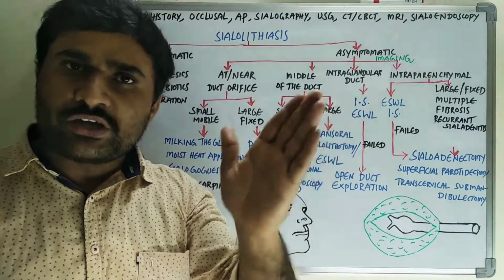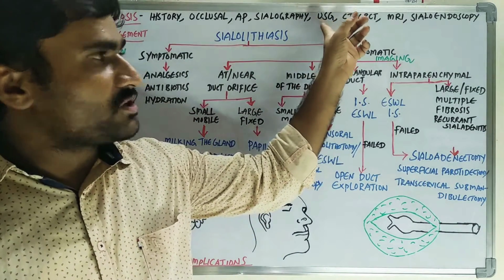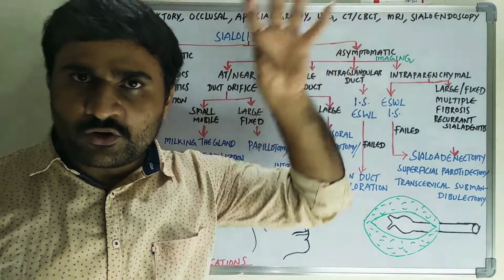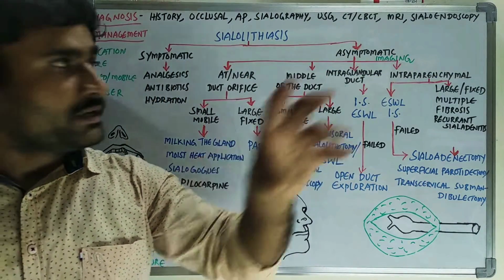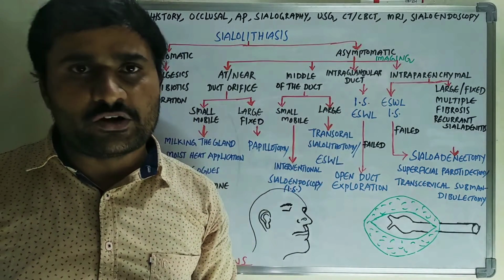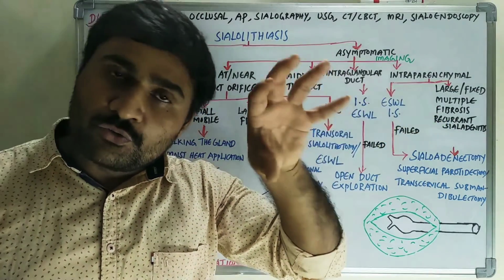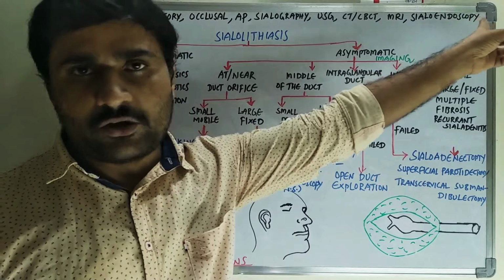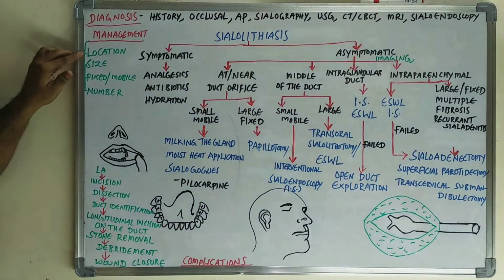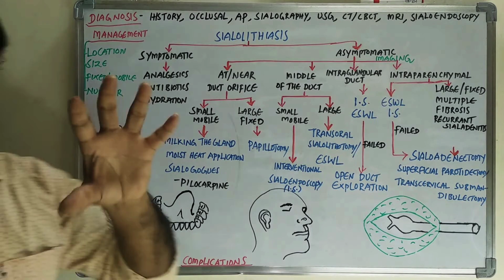In sialography, again we have conventional and contrast enhanced, right? So ultrasound, CT or CBCT, MRI and sialendoscopy. Sialendoscopy is a recent one. In sialendoscopy, you can go for both diagnostic as well as interventional sialendoscopy. Right? You can diagnose the location of the calculi and you can remove the calculi also with the help of sialendoscopy. Right? So management is based mainly on the location of the calculi, size of the calculi, whether it is fixed or mobile, and the number of calculi present.